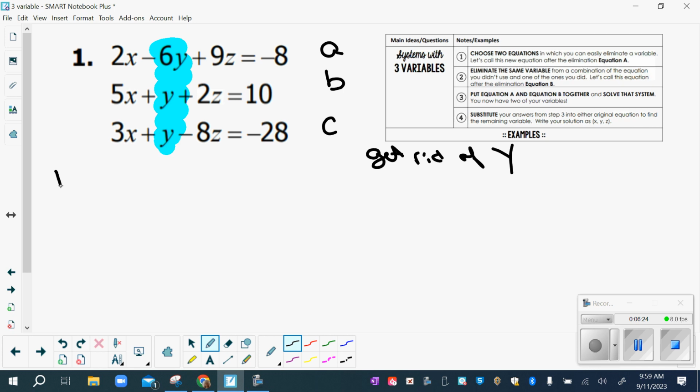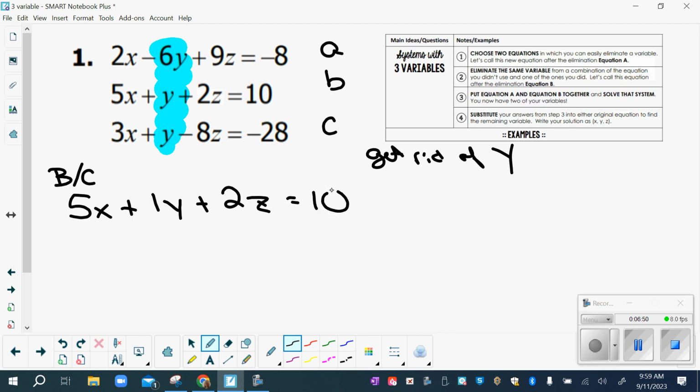So here I go. I'm going to start, and I write it right here, B and C. And here's what I'm going to do. I'm going to write down B: 5x plus 1y plus 2z. I hate z's. I'm so sorry. If I write these myself, I write them with w's because my z's start to look like 2's. So maybe put a little mark on it. Do whatever you want to do. Is everybody cool with what I just did there? Now I'm going to do C, and I'm going to say 3x plus 1y minus 8z equals negative 28.